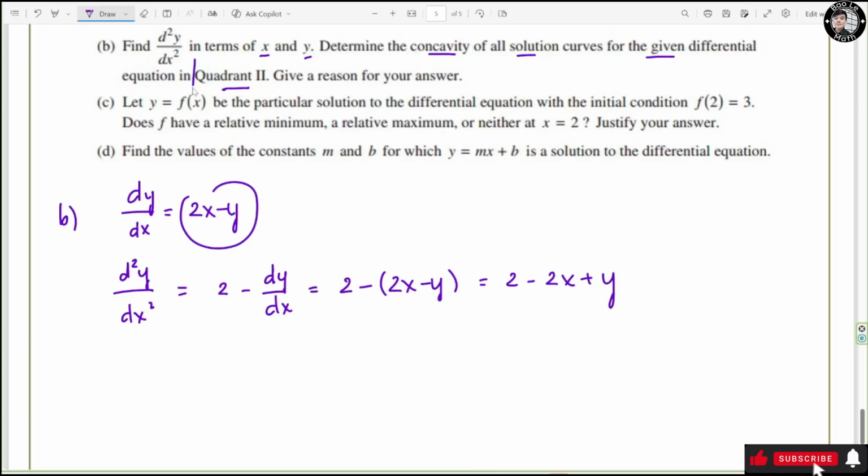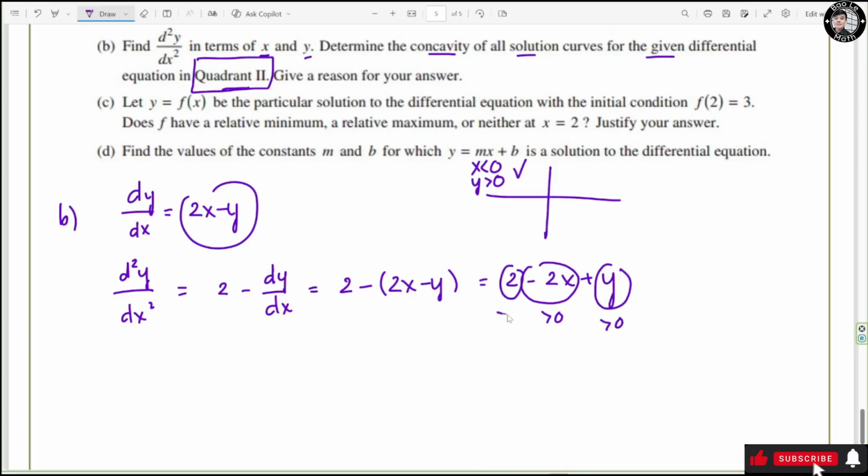Now go back over here in the second quadrant, right? So we have the x and y coordinate right here. The second quadrant is right here, right? In this quadrant, x is negative, y is positive, right? So if x is negative, you have this guy right here, positive, right? And this one right here, positive, right? And this one is already positive, right? So the whole thing right here is positive, right? So if this one is positive, the second derivative is positive, right? And then the function is concave up, right?